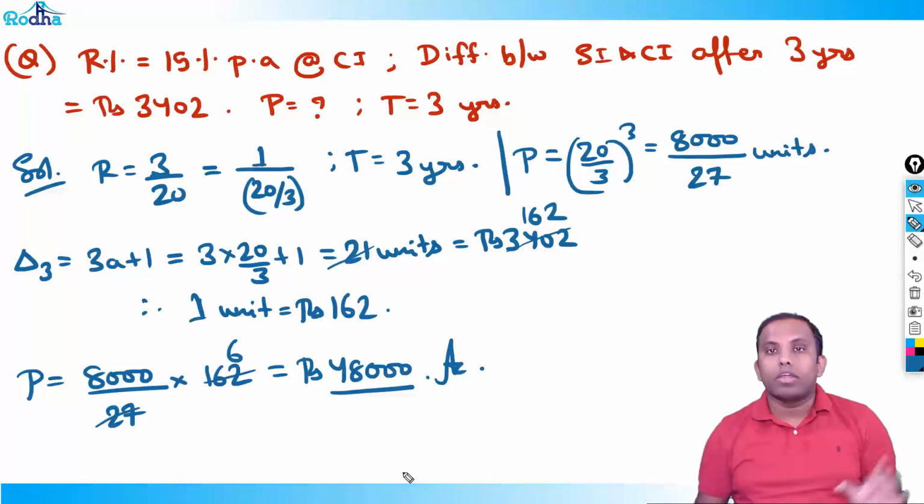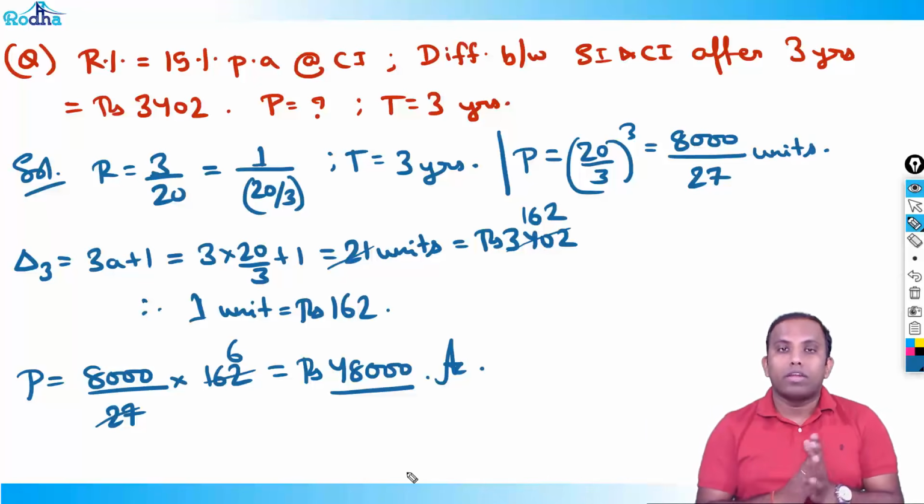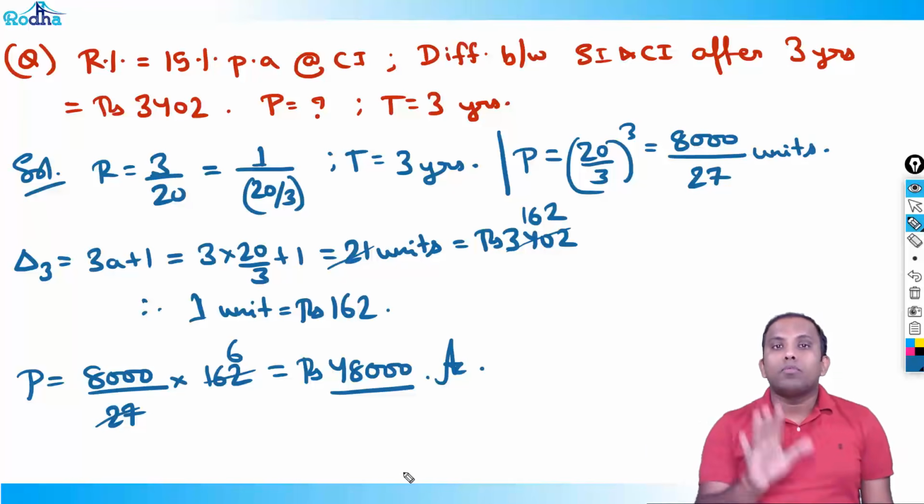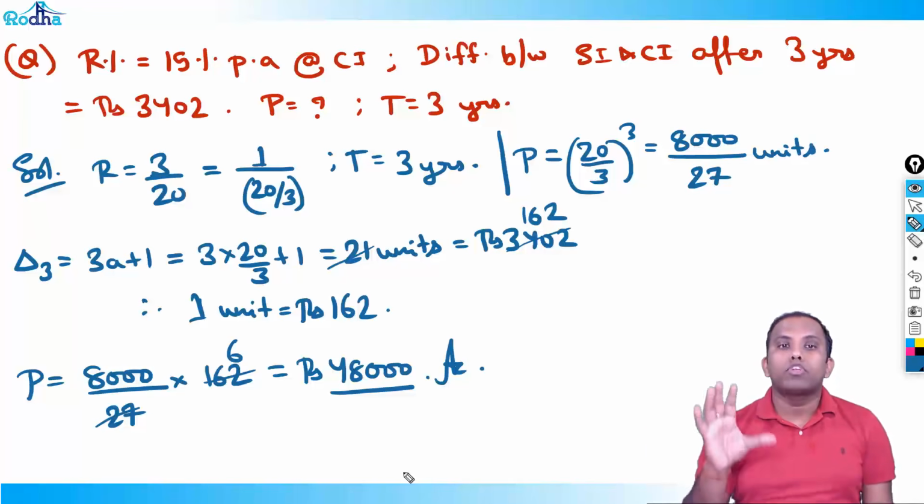Everything can be solved. This is quite a famous question: the difference between SI and CI after 3 years. Otherwise, we can do it for 4 years also. It is our wish. So that's why this concept should be known, and from this concept, this beautiful shortcut comes.